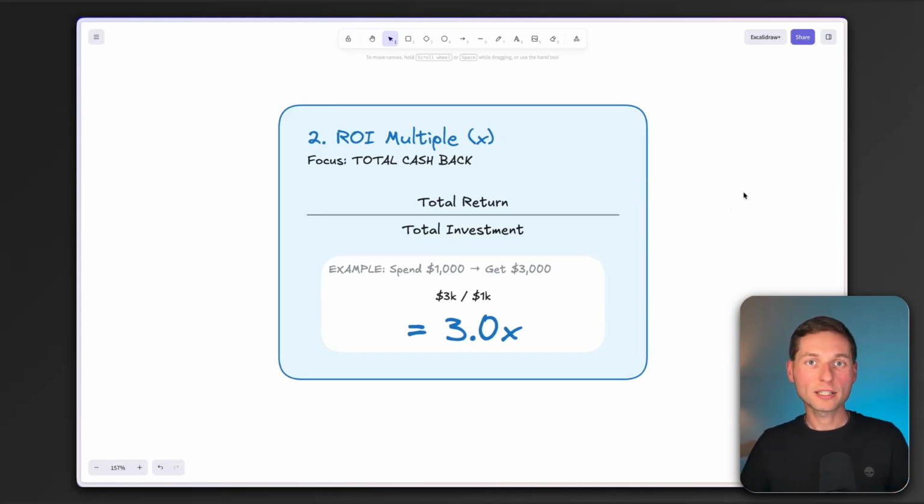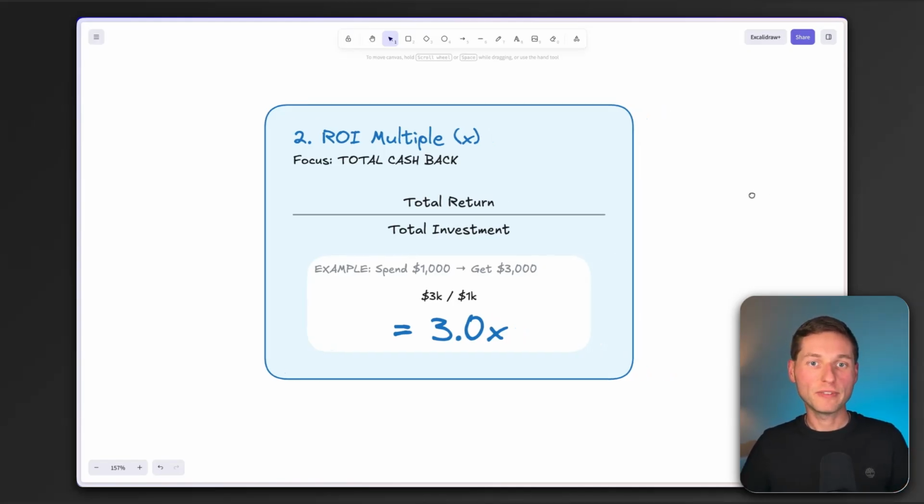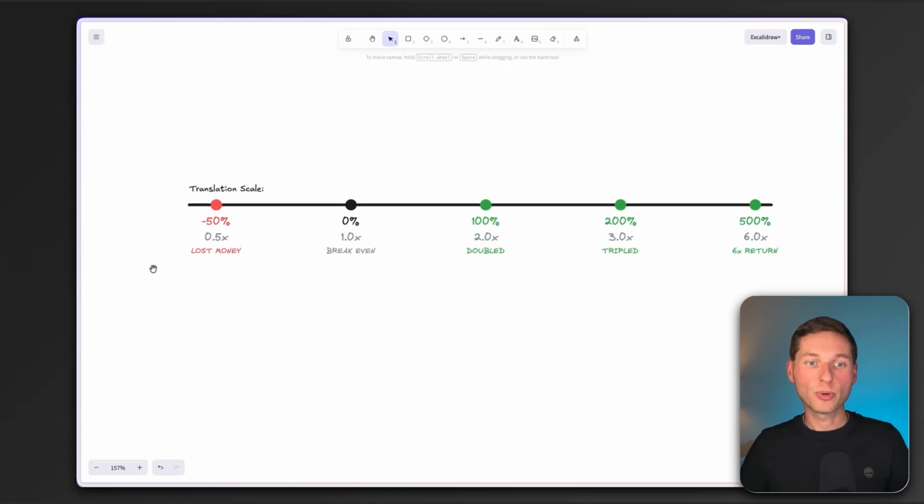What does that now actually mean in terms of your investment decisions? So to put that on a scale that translates these numbers, basically when you have a 0% return or a 1x in the multiple, you are break even. That means you invest $1,000 and you get exactly $1,000 back. No money gained, no money lost.